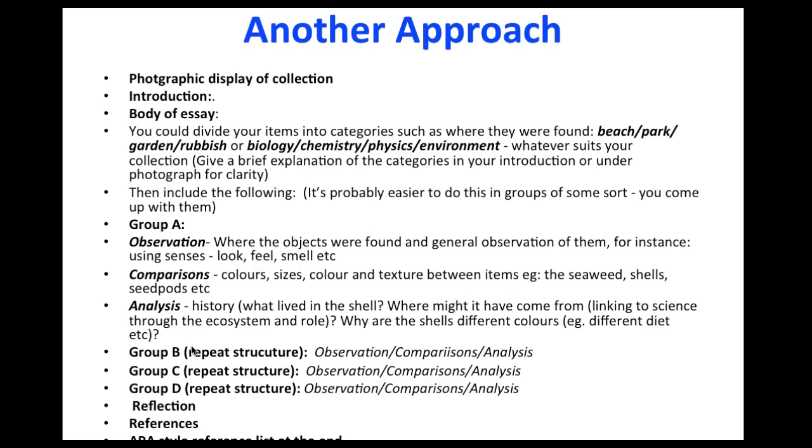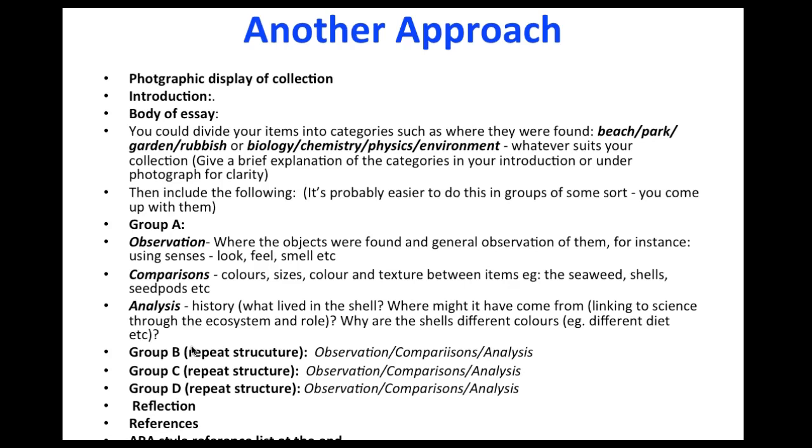So you could have Group A. You know, you might have found them. That could be the beach. Group A, or stones, or rubbish. Observation. Where were the objects found, and general observation of them, for instance, using your senses: look, feel, smell, etc. Comparisons. Colour, size, texture. For example, seaweed, shells, seed pods.